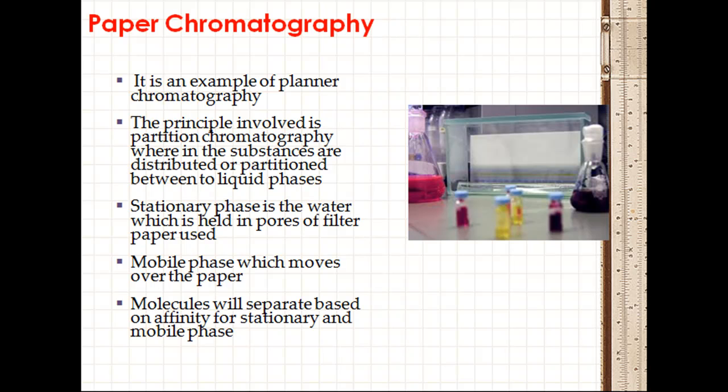Paper chromatography is an example of planar chromatography. The principle involved is partition chromatography, wherein the substances are distributed or partitioned between two liquid phases. Stationary phase is the water, mobile phase moves over the water, and molecules will separate based on their affinity for the stationary and mobile phase.